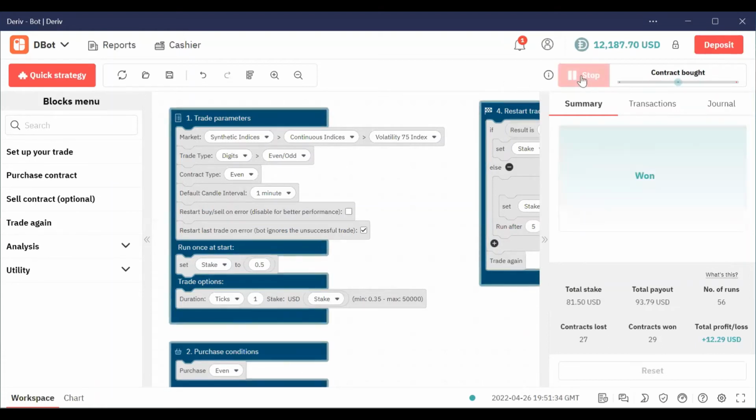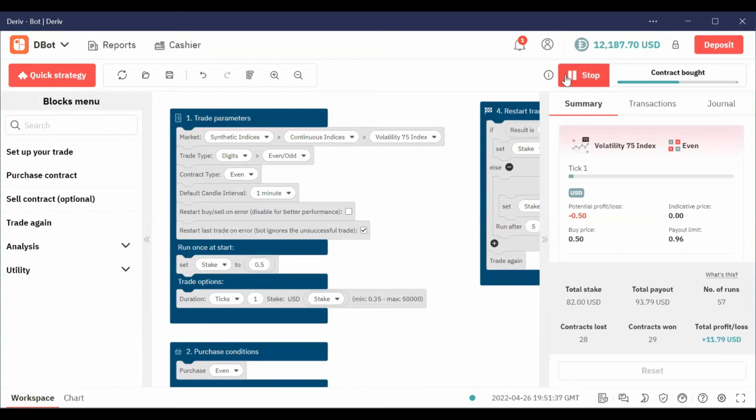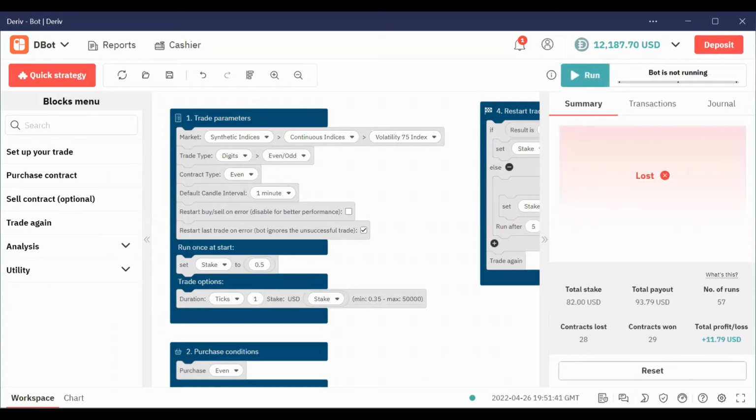So I'll just click on stop and it will stop trading. Okay. So any questions? You can see our total profit is 11.79. I don't want to continue the trade. If not, you can still trade the next one. I remember I used 0.5 as my stake, not even $1. If I had used $1, that means I would have gotten double of this.